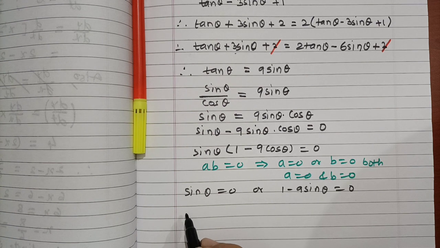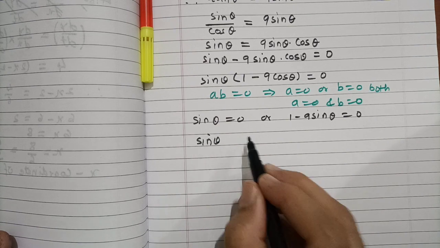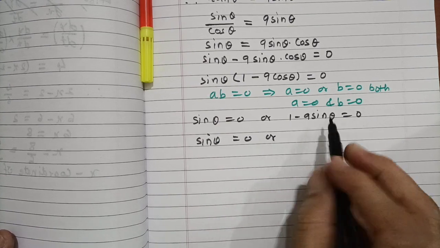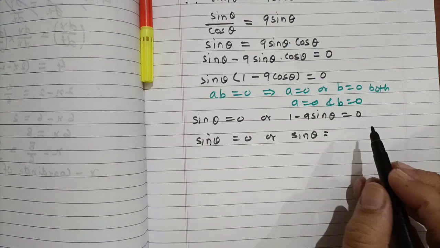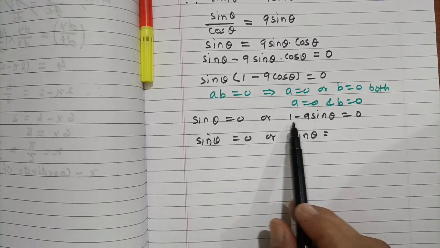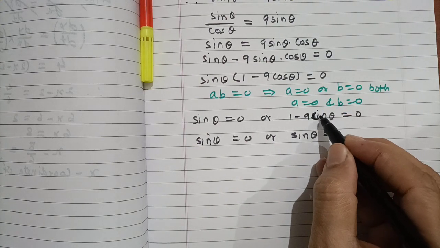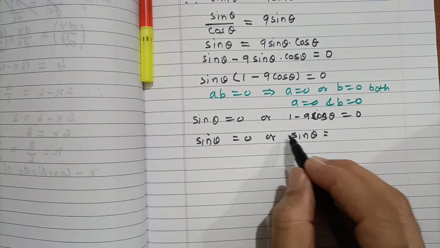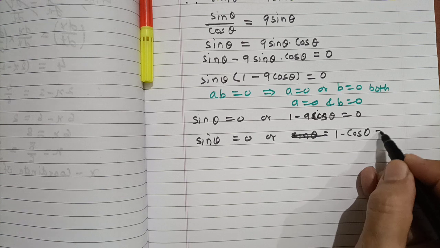So sine theta is equal to 0 or sine theta is equal to 1 by, sorry, I think I did the mistake. This is 1 minus cos theta. Do the correction. This is cos theta. So this is 1 minus cos theta. 1 minus cos theta equal to 0.